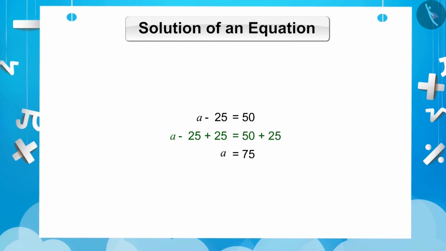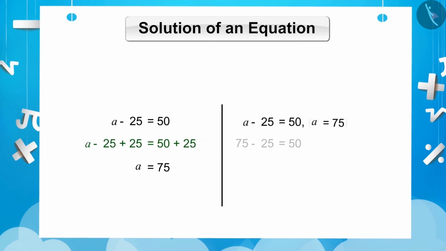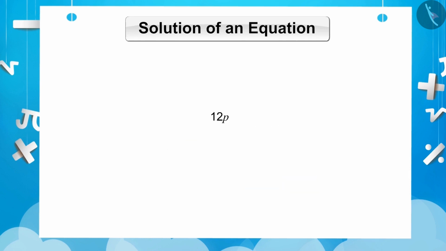Is this the correct solution? Substituting the value of a in the equation, we get LHS is equal to RHS. Thus, our solution is correct. Let's find the solution for another equation. 12p is equal to 36. What should we do here? Think about it. You got it right.